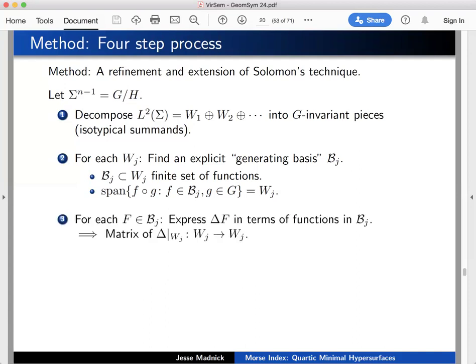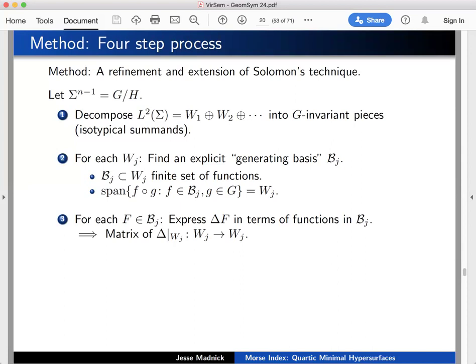Therefore, for each of these basis functions f, you now have to compute the Laplacian of f and express the result in terms of the basis functions. And I should say that this is actually quite non-trivial.